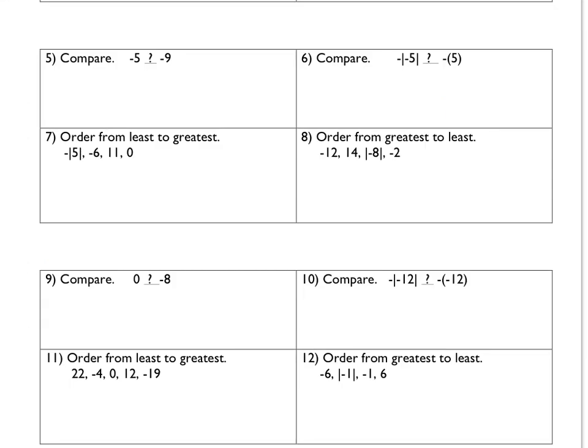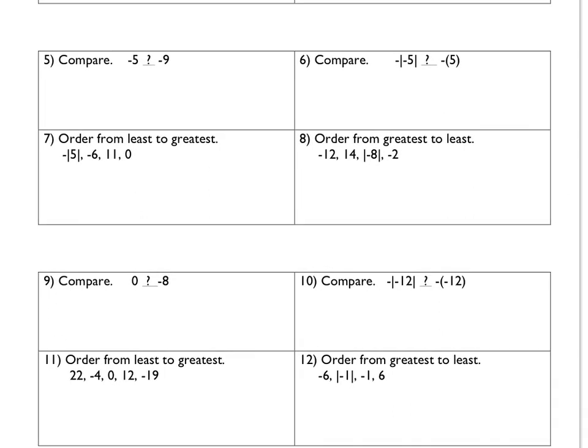Let's compare negative 5 to negative 9. So negative 5 is bigger than negative 9. Comparing the negative absolute value of negative 5, again, let's clean this up. That's going to be a 5, but then the negative is on the outside, so we have to put it on, and this is just going to be a negative 5. So when we compare a negative 5 and a negative 5, those are equal.